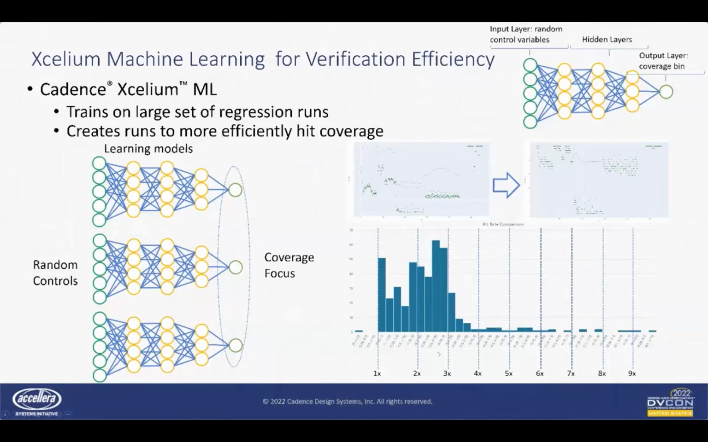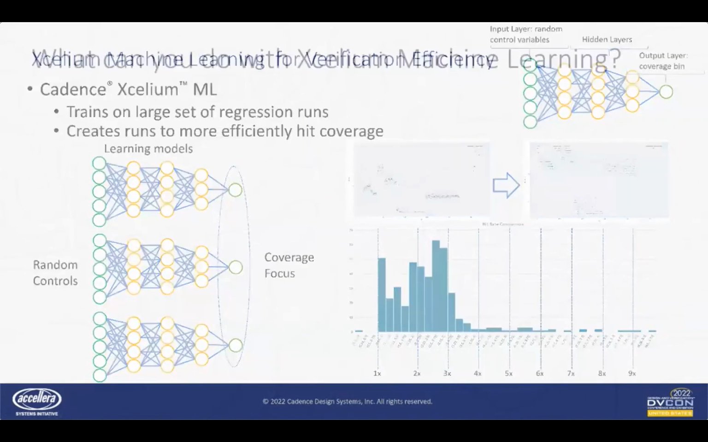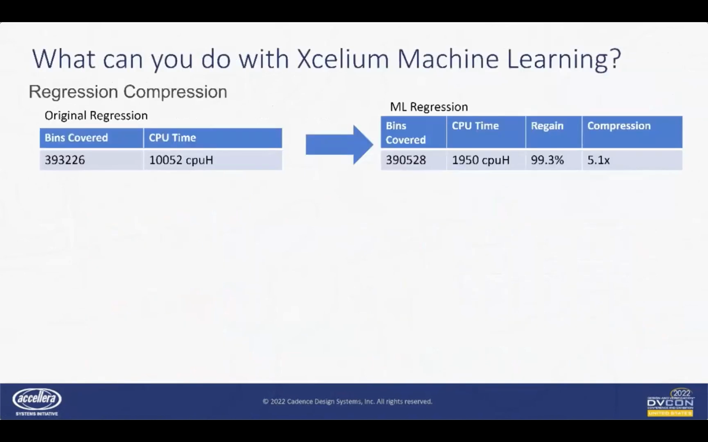But in general, for this technology, you're going to be living in this space where the hit rate of bins is going to be magnified in the 2 to 3X kind of range. And again, the whole point here is efficiency, making the generated regression more efficient for you. So that's great. You've got these more efficient regressions. So what can you do with that?